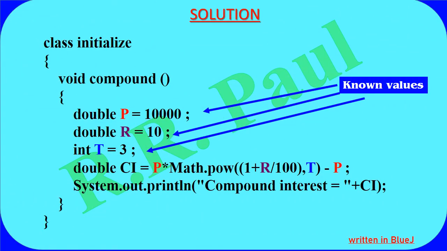Check the solution. Nothing special about it. We are just assigning the values to the variables at the time of declaration. Double type p equals 10,000, double type r equals 10, and int type t equals 3. And these three variables p, r, t are used in the formula to calculate compound interest, and then that is printed.